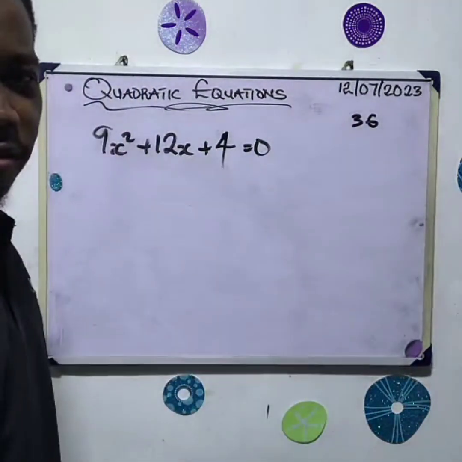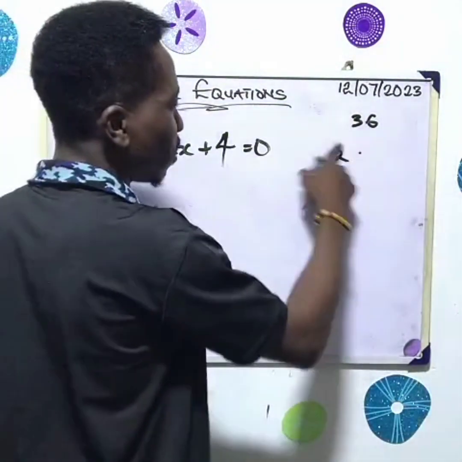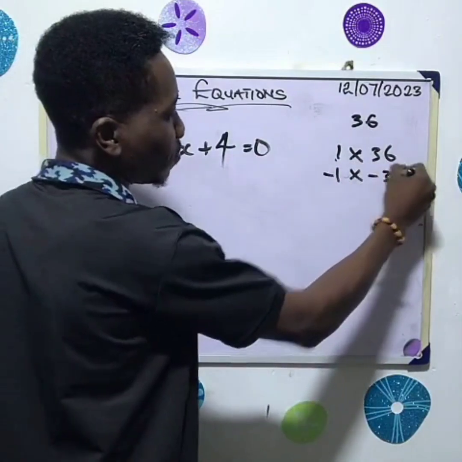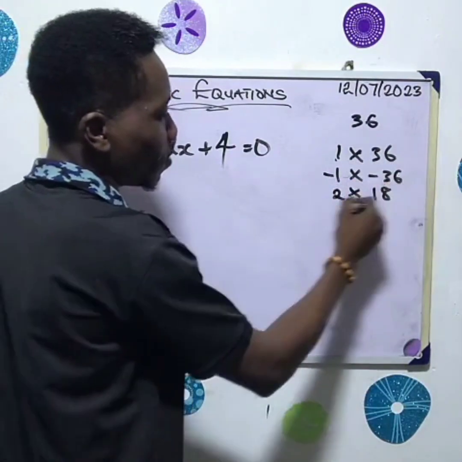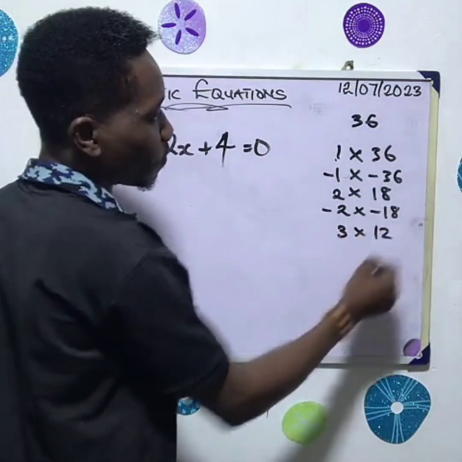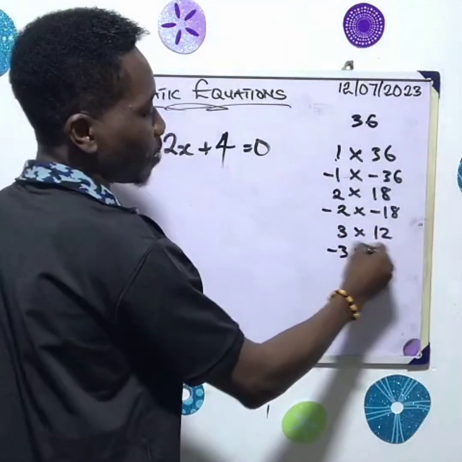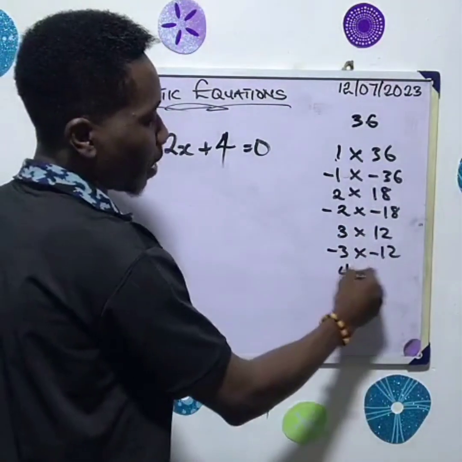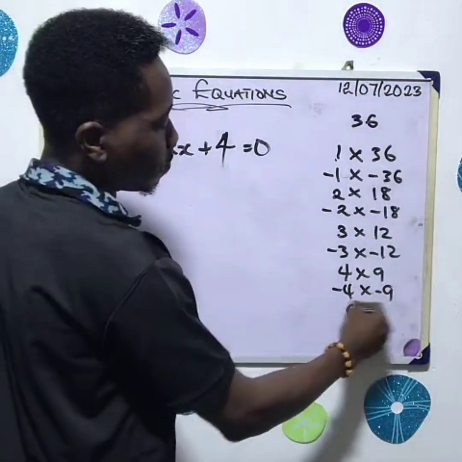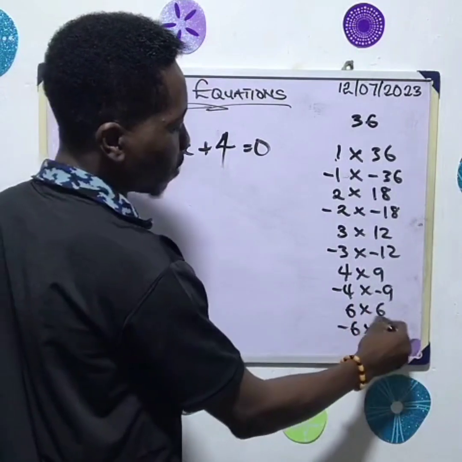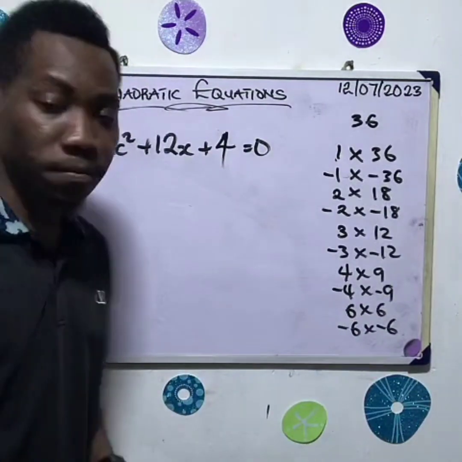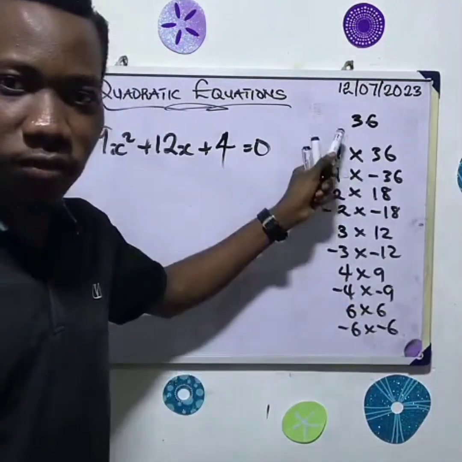So the factors of 36, let's start with 1. 1 times 36, minus 1 times minus 36, 2 times 18, minus 2 times minus 18, 3 times 12, minus 3 times minus 12, 4 times 9, minus 4 times minus 9, 6 times 6, minus 6 times minus 6. Any other one? 7, 8, 9. Okay, I think we're done. So now these are the numbers that multiply to give you 36.